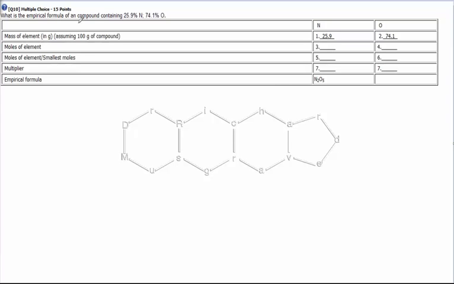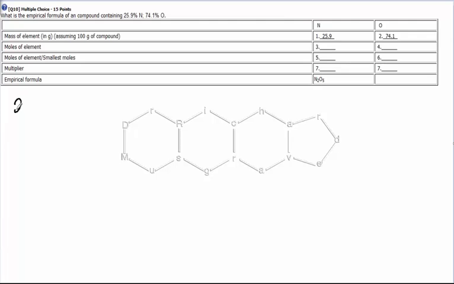Okay, what is the empirical formula of a compound containing 25.9% nitrogen, 74.1% oxygen? So again, what we do is we assume we have 100 grams of compound, which means these percentages are effectively grams, because in 100 grams of compound, 25.9 grams would be nitrogen, 74.1 would be oxygen.